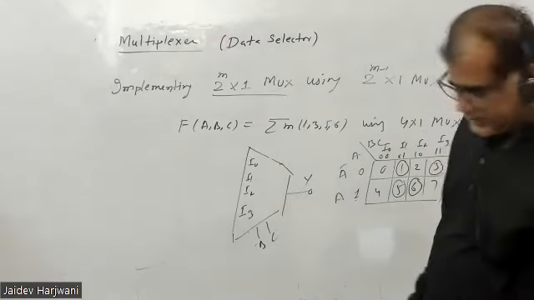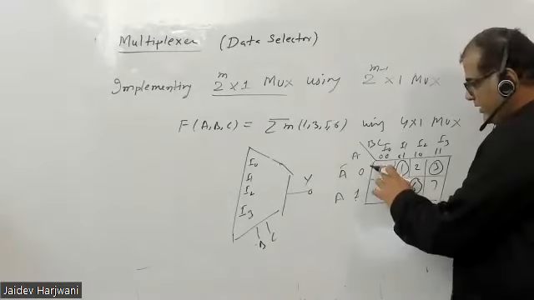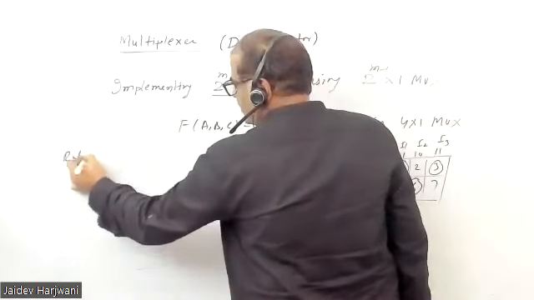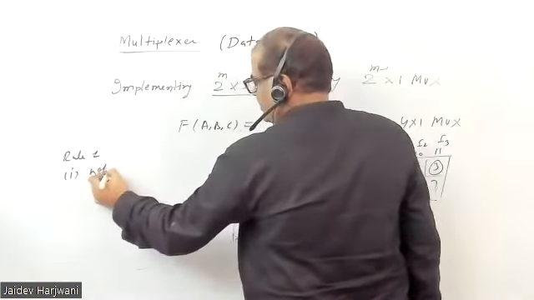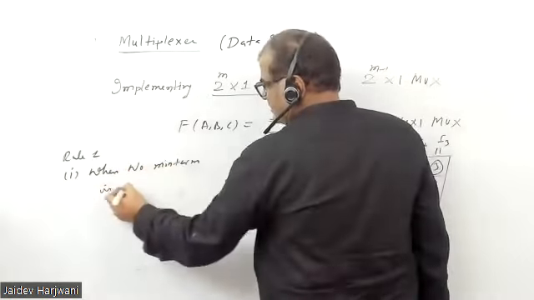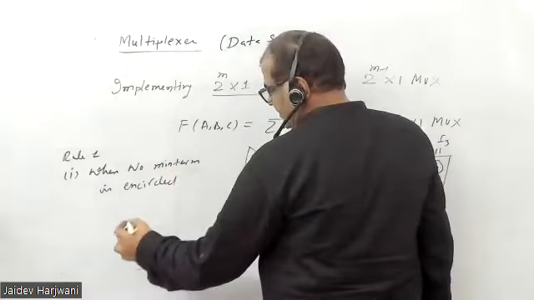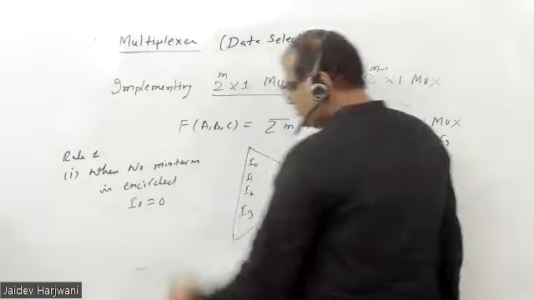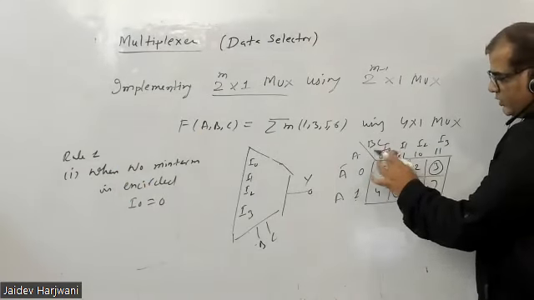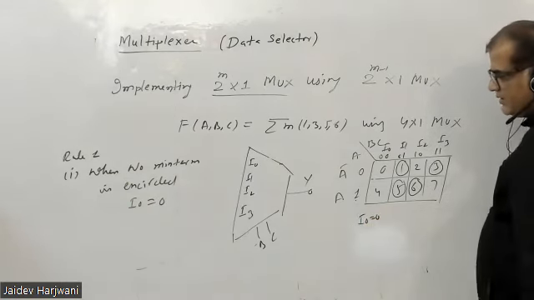So rule number 1, if any column, okay, when no minterm is selected and circled. Okay, number 1 rule, when no minterm is encircled, okay, then that input will be connected to 0. Okay, now under this 0 0, this column has no term connected, so simply I0 will go to 0.